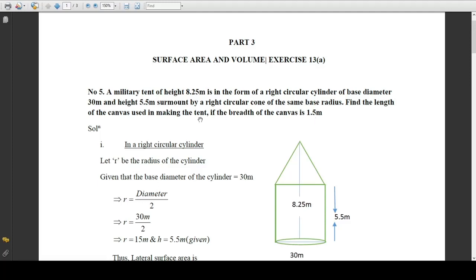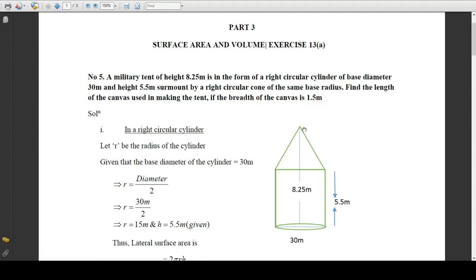What is the canvas here? Canvas is a kind of cloth. This canvas is the cloth used to cover a tent. Now, in this problem, there are two portions. We have to cover this conical portion and the lateral curved surface area of the cylinder. Okay, there are two parts.